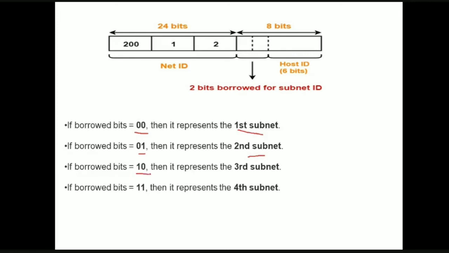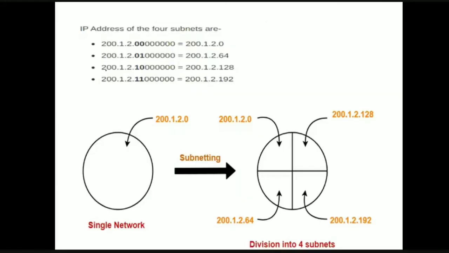If it is 1, 0, then it is the third subnet. If it is 1, 1, then it is the fourth subnet. So this is how we now represent these values. Now let us see how we have different IP addresses, different broadcast addresses, and how many IP addresses we can configure. So what will be the IP addresses of the 4 subnets?